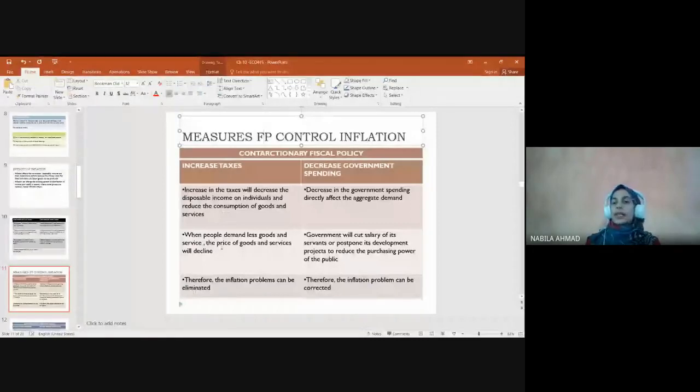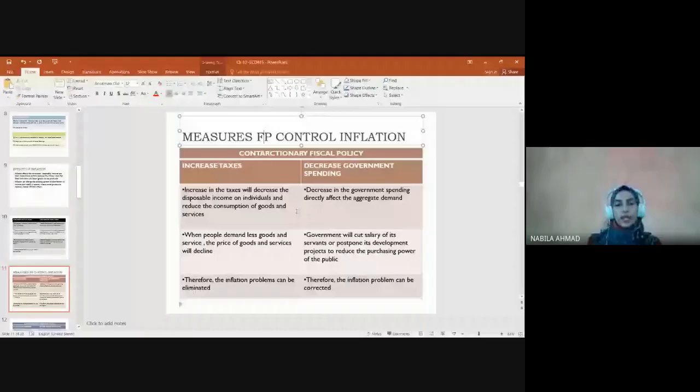Okay, kita decrease government spending, so government akan reduce the spending, so it will affect aggregate demand. So government will cut salary of its servants or postpone its development projects to reduce the purchasing power of the public. Therefore, the inflation problem can be corrected. Okay, so ini kalau inflation lah, guna fiscal policy.